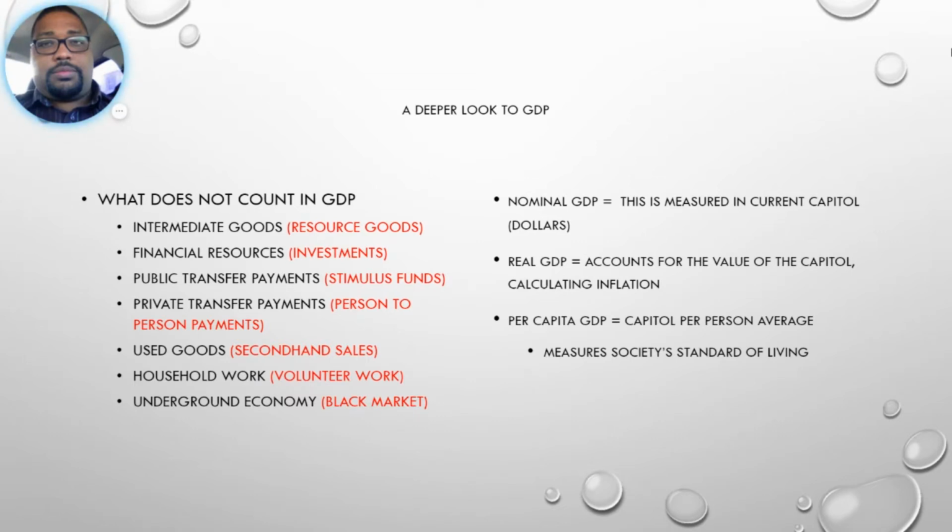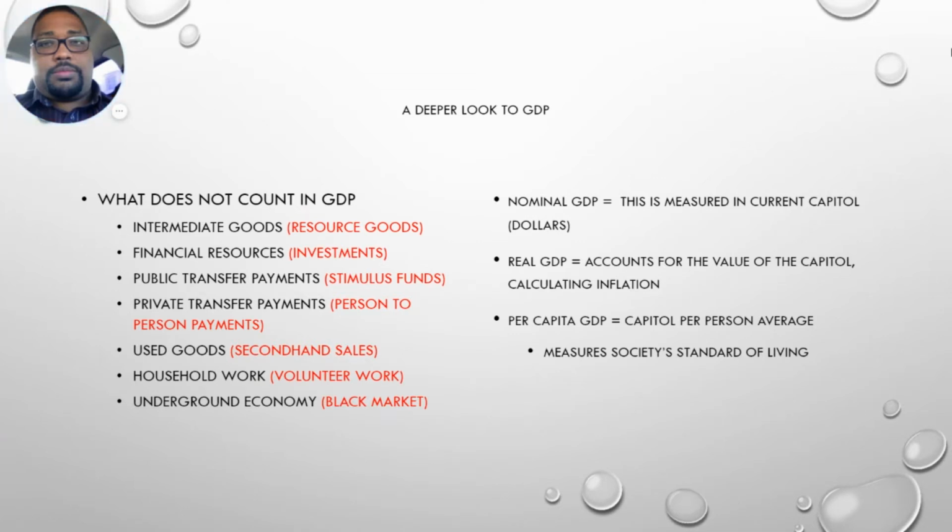Nominal GDP is measured in current capital. I like to describe nominal as normal. And why do I use nominal for normal? If you have $5, and again, this is just a very simplistic explanation, but I just kind of want you to get the understanding of the vocabulary. If you have $5 in your pocket, according to the nominal GDP, you have $5 in your pocket. In your mind, you could purchase $5 worth of things because that's your nominal GDP.